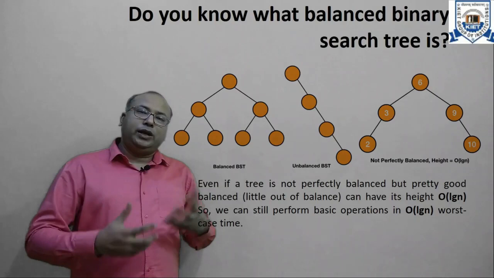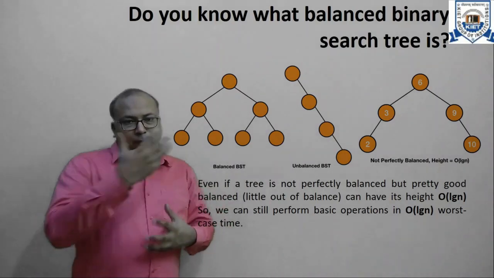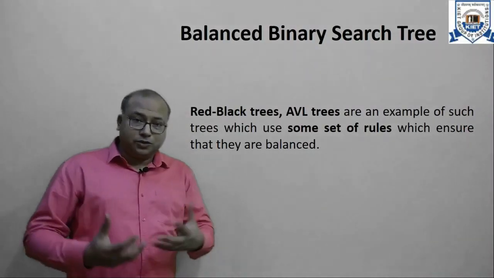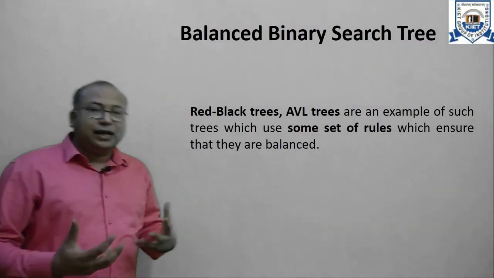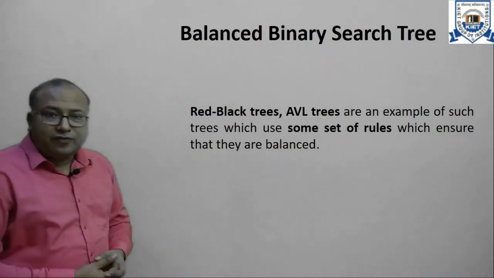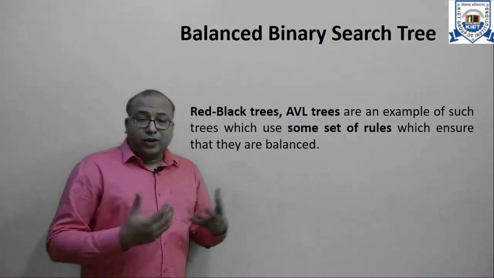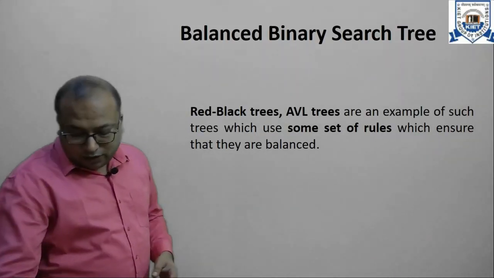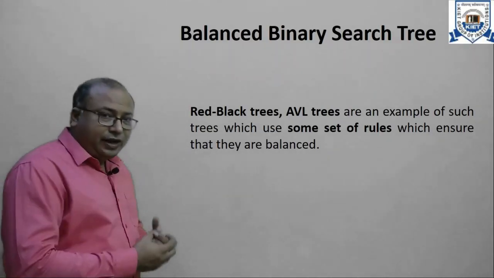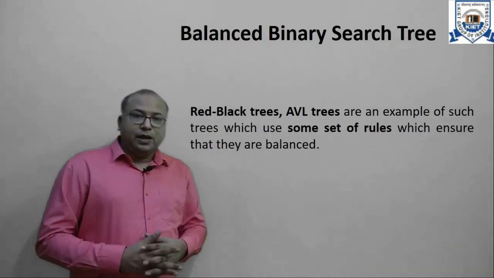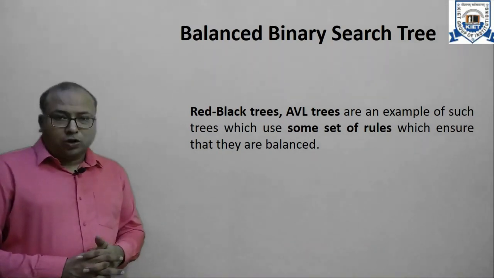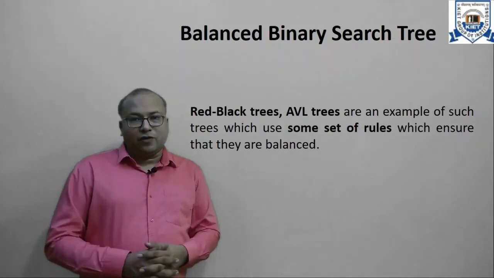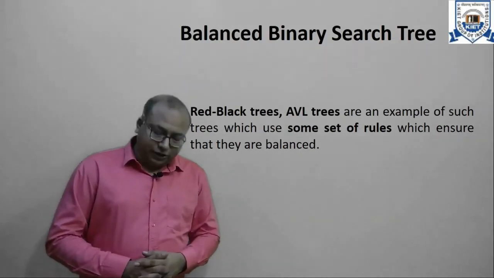So what do we need to do? We need to convert such a tree from unbalanced to balanced. How is this possible? There are many ways, many algorithms, and many different kinds of trees available by which you can convert an unbalanced tree into a balanced tree. One of those trees is the AVL tree, and the second one is the red-black tree. I hope you have gone through the AVL tree, because we have also discussed it in some of the previous subjects.